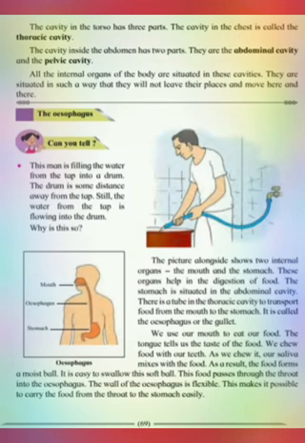So today we have learned about all these cavities which are inside our body. Which are those? First one cranial cavity, second one thoracic cavity, third one abdominal cavity, and fourth one pelvic cavity.